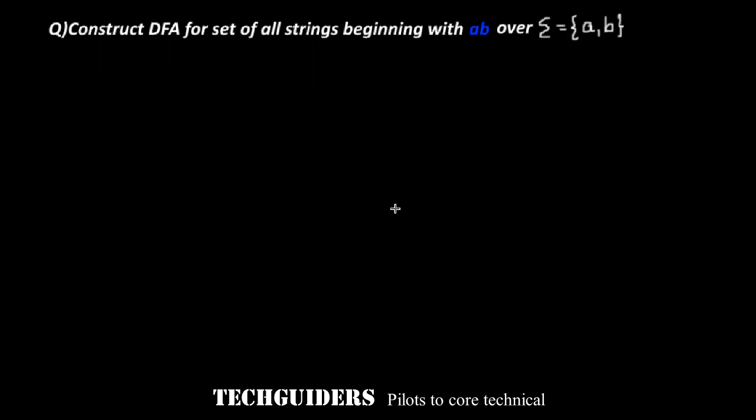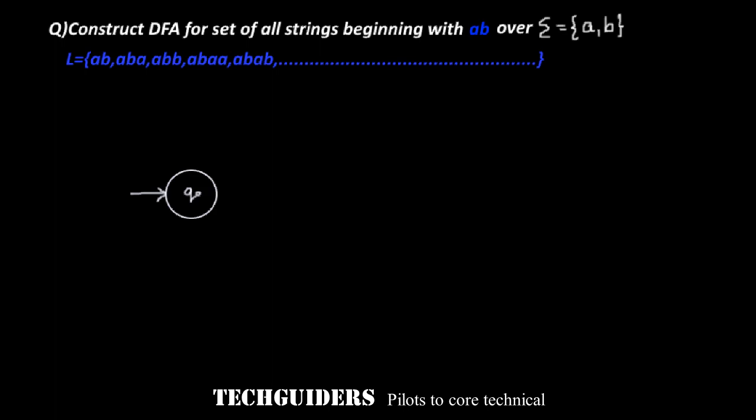Now construct a DFA for the set of all strings beginning with AB over the alphabet sigma equals {A, B}. Given the alphabet sigma equals {A, B}, the language contains strings such as AB, ABA, ABB, ABAB, and so on. This is an infinite set. In the very beginning, the automata will be in its initial state Q0. The Q0 now remembers that the beginning substring AB is not found, and the automata is expecting the substring AB.